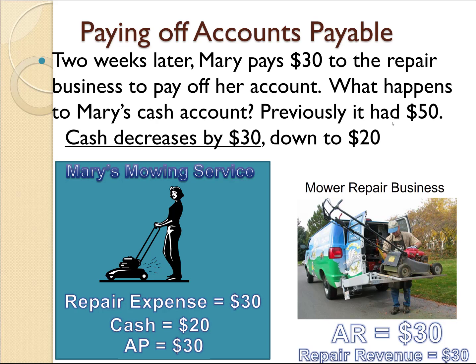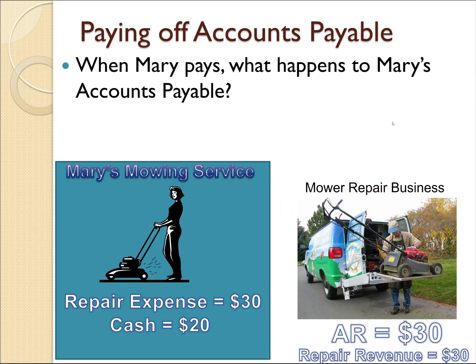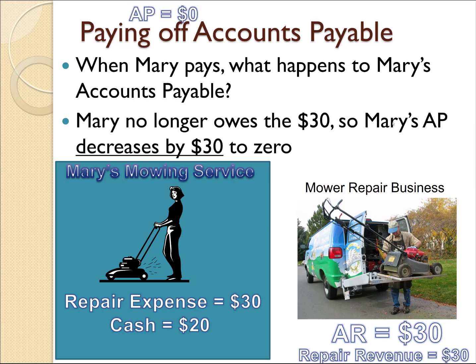But that's only one account that's affected. We have to figure out what other account is affected. So when Mary pays, what's going to happen to her AP, her accounts payable? Obviously, her accounts payable is going to decrease by $30. So cash decreased by $30 and her accounts payable decreased by $30.